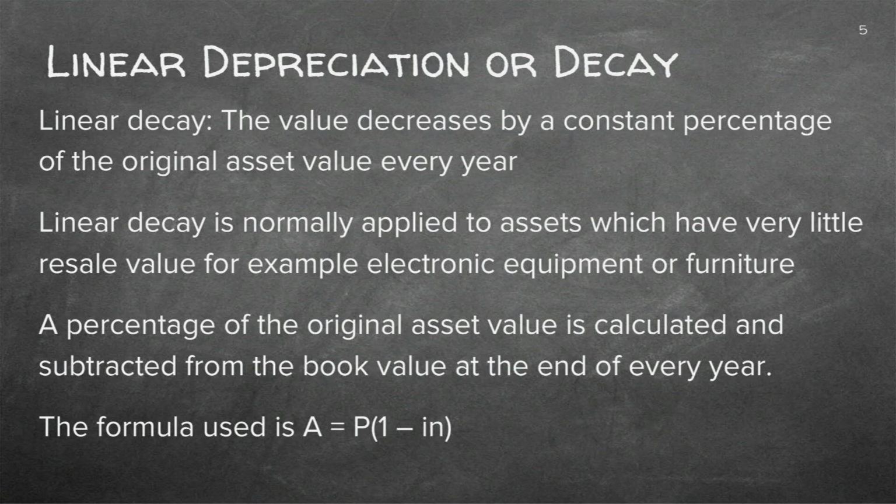Now, the decay decreases by a constant percentage on the previous year's value. That is why it's compound. This is normally applied to assets which have very little value, like computers and smaller stuff. A percentage of the original asset value is calculated and subtracted from the book value at the end of every year. So automatically we need a formula for that.